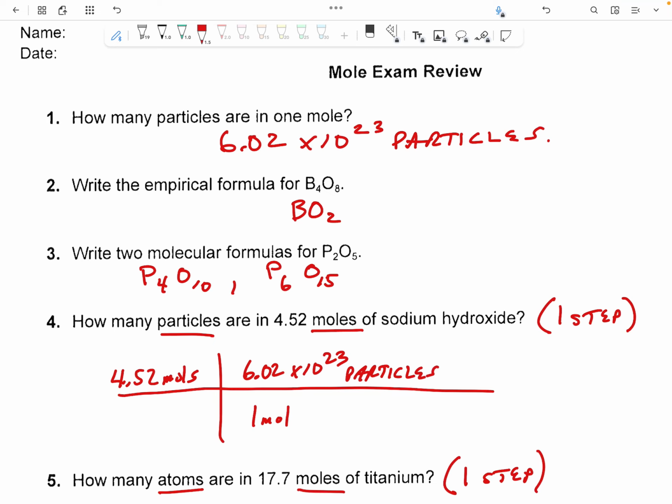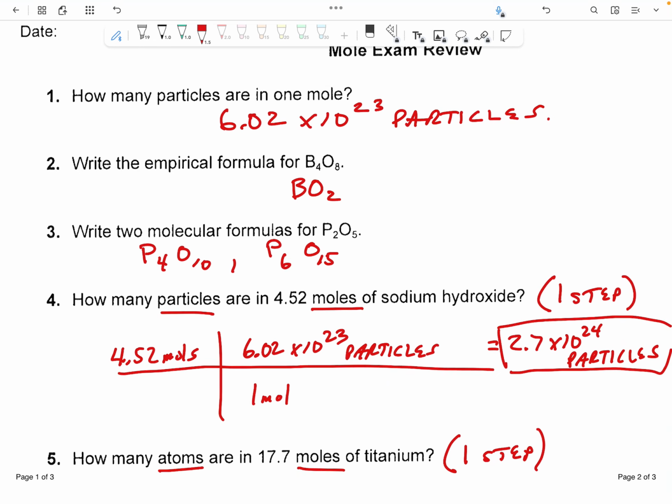And so if we solve this, 4.52 times 6.02 times 10 to the 23rd, that gives us 2.7 times 10 to the 24th particles. Okay, making sure we box our answer so that we can see that.